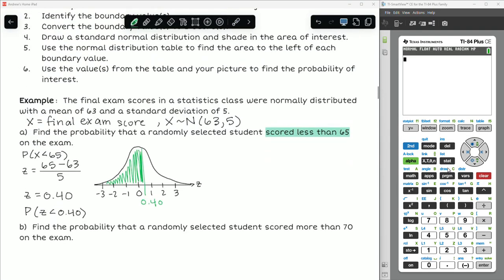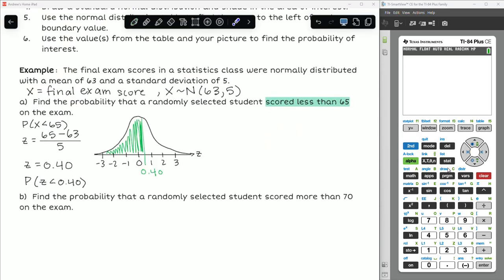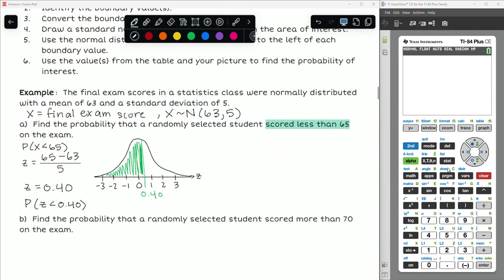The next thing it says is use the normal distribution table to find the area to the left of each boundary value. You'll notice that our inequality was to the left. Values less than 0.4 would be to the left of 0.4. So I'm going to get my answer directly from the probability table. I'm not going to need to do any additional work because it's already a left tail problem. All I need to do is find this z-score in a normal distribution table.